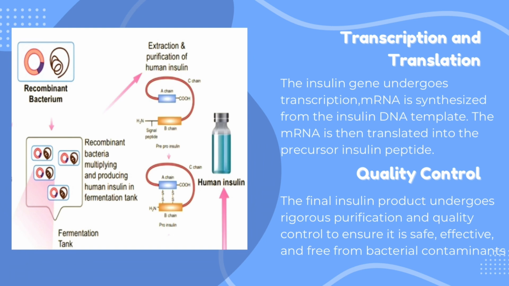The last step, or the fourth step, is known as quality control and formulation. The recombinant insulin is subjected to strict quality control, including size confirmation and high-performance liquid chromatography for purity, along with bioassays to confirm its biological activity. Once purified and tested, the insulin is then formulated into a stable, injectable solution suitable for medical use.